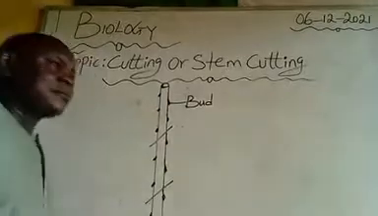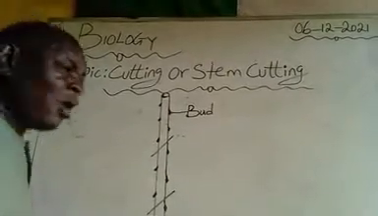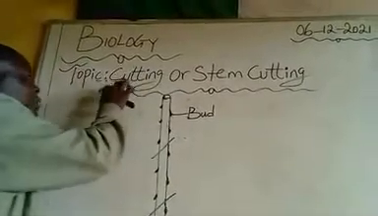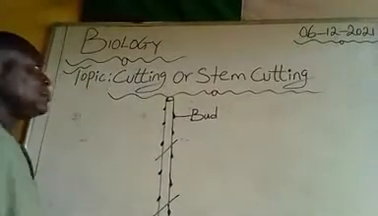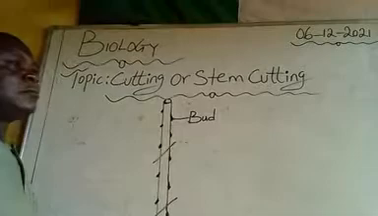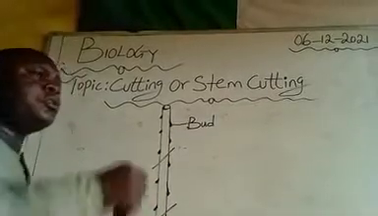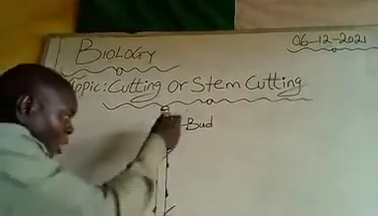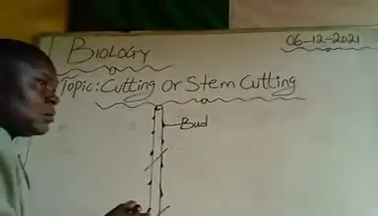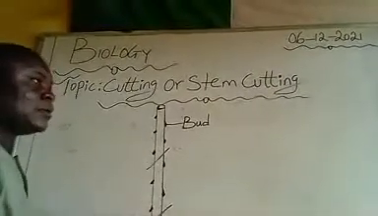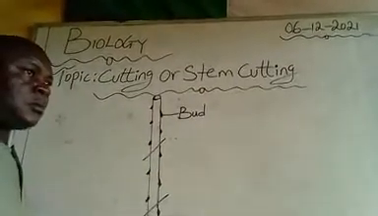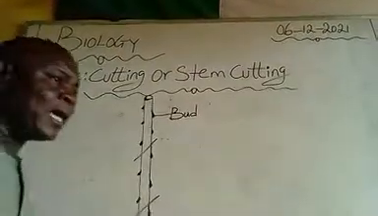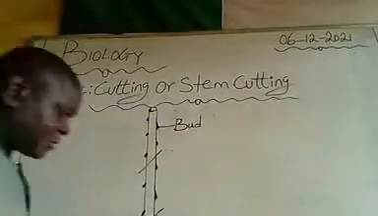You are looking for new plants. What are you going to do? You can adopt a method called cutting or stem cutting. Cut the stem of the plant into portions. Then you start planting those portions so as to get new plants.